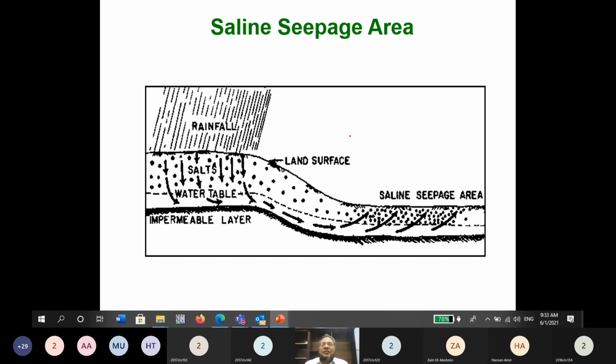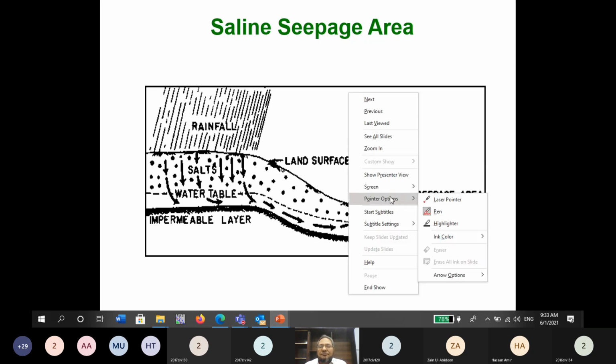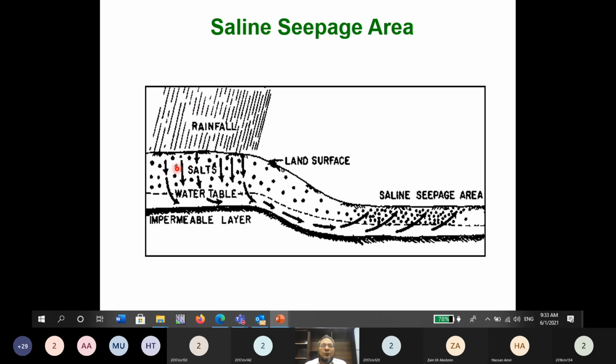This is saline seepage area. This is a high area and this is a low-lying area. If there is a rainfall here and there are salts here, तो ये सारे जो salt हैं वो पानी के साथ, यहाँ पे salty material पड़ा हुआ है, then this water becomes saline और वो move कर रहा है down और वो यहाँ से emerge करेगा और यहाँ पर this area will become salt affected area और saline area.